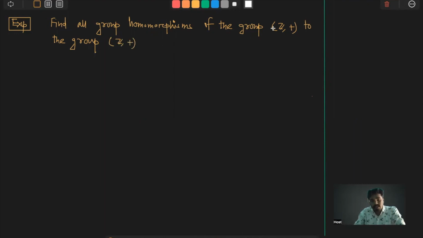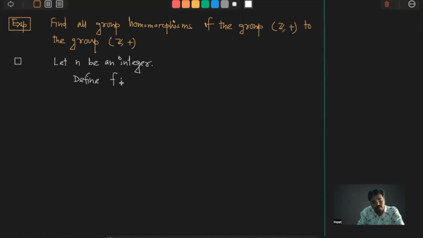We know that Z is a cyclic group. What is the generator? 1 is the generator. Also, -1 is also a generator. Okay. So answer. So first, let n be an integer.